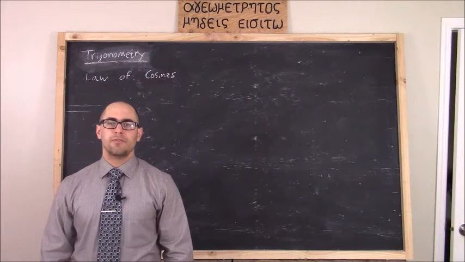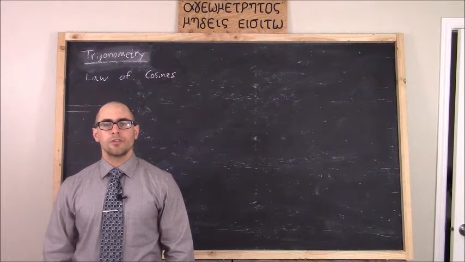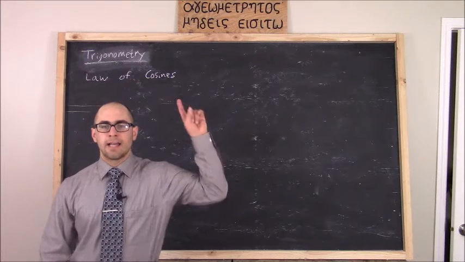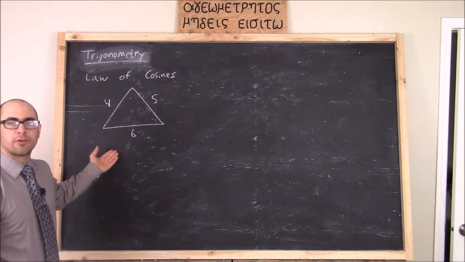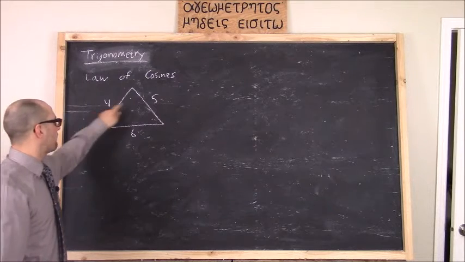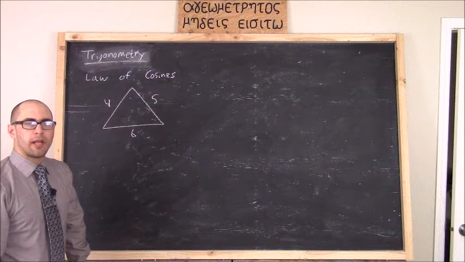If you saw my last video on the law of sines, you may have asked yourself, is there also a law of cosines? Well, the answer is yes. Suppose I have a triangle and I'm given 3 side lengths, in this case 4, 5, and 6, and I want to know what are the interior angles.